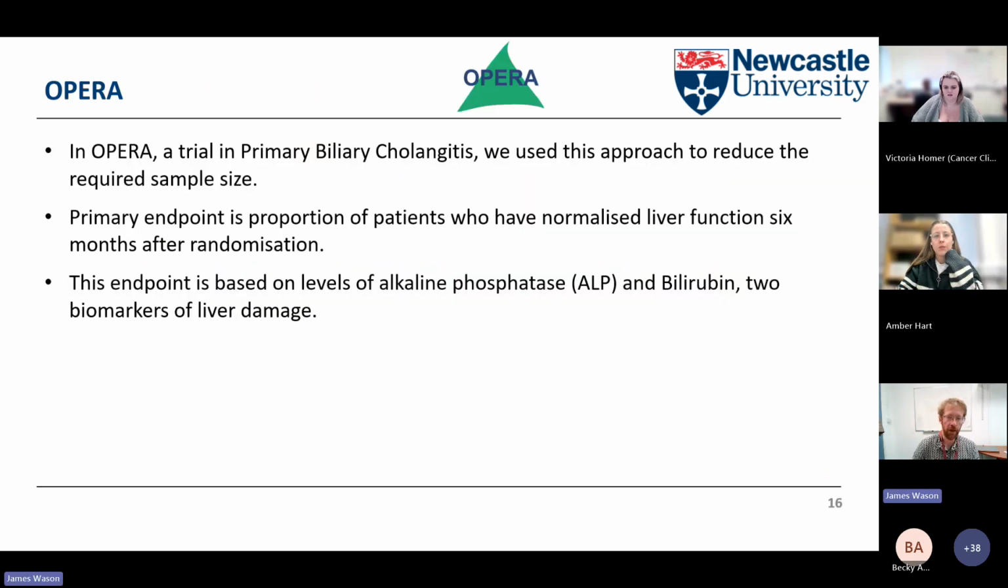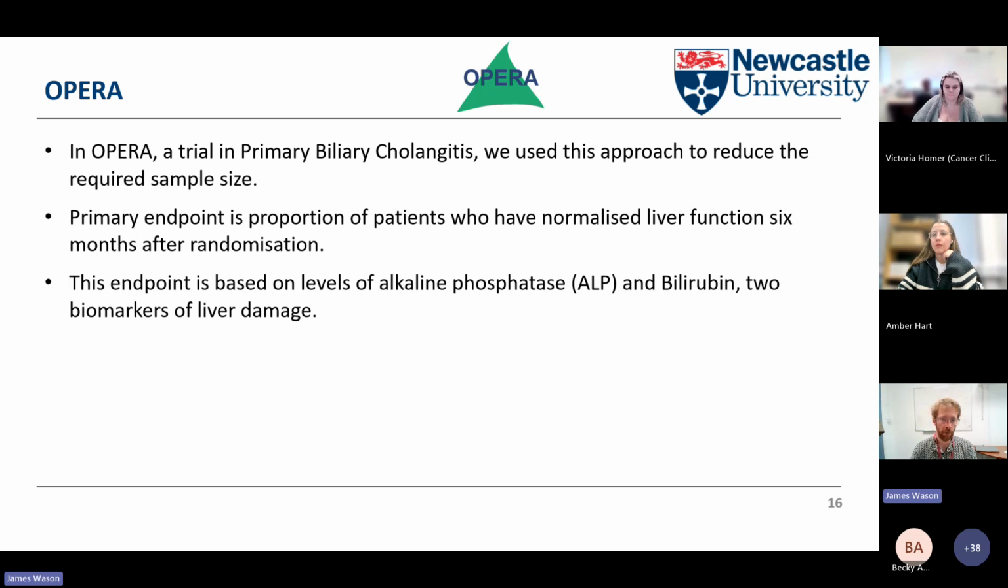And we applied this in a trial for what I'll call a semi-rare condition called primary biliary cholangitis, where we prospectively, at the beginning when we were designing the trial, specified that we would use this analysis method instead of the more traditional analysis that treats the response outcome as binary. In this case, the primary endpoint is the proportion of patients who have normalized liver function 6 months after randomization.